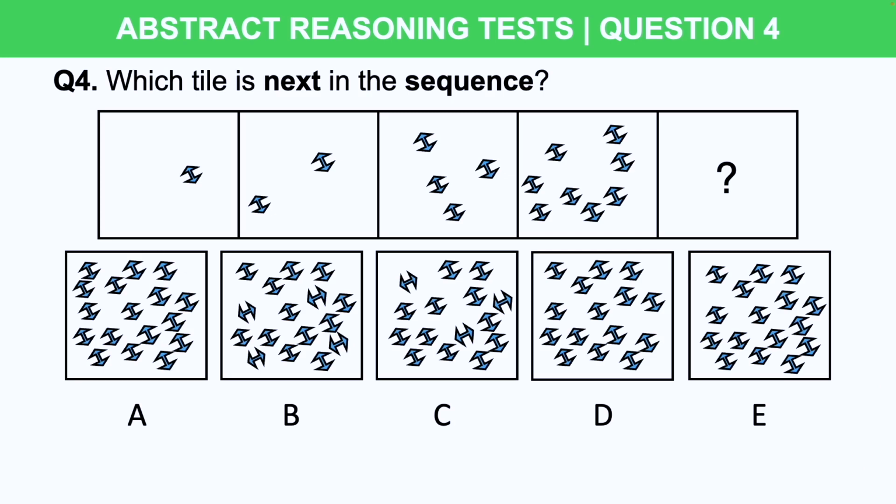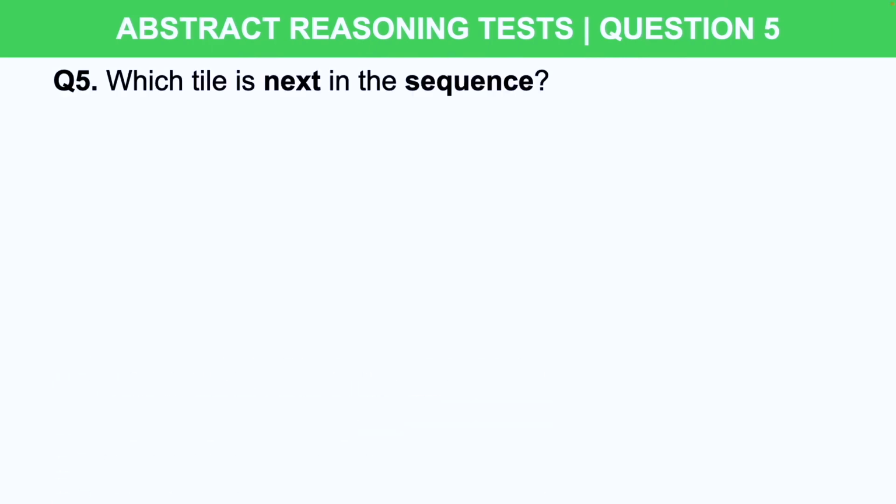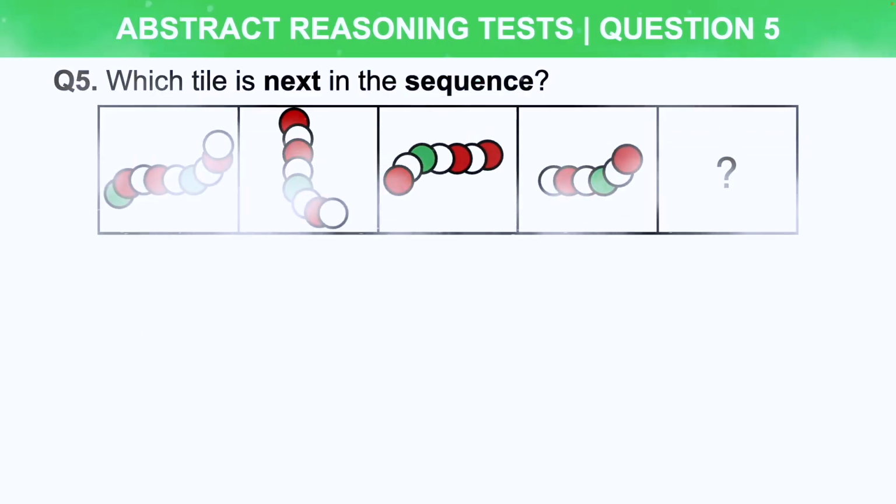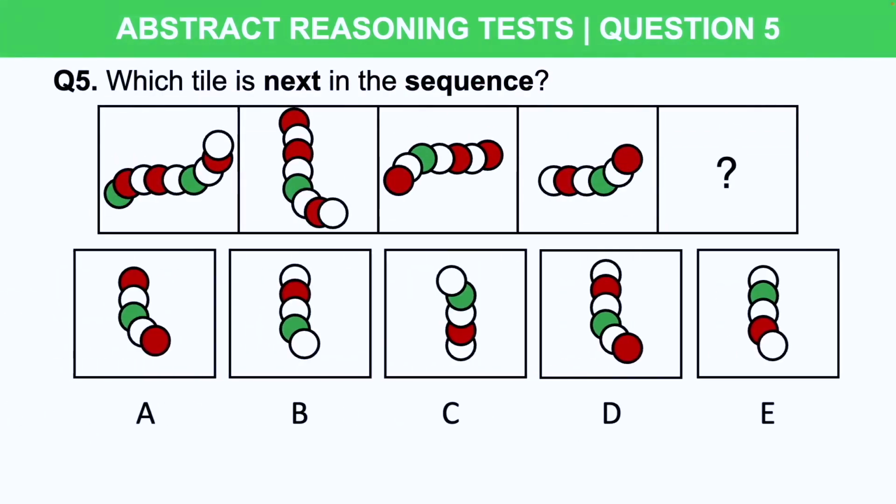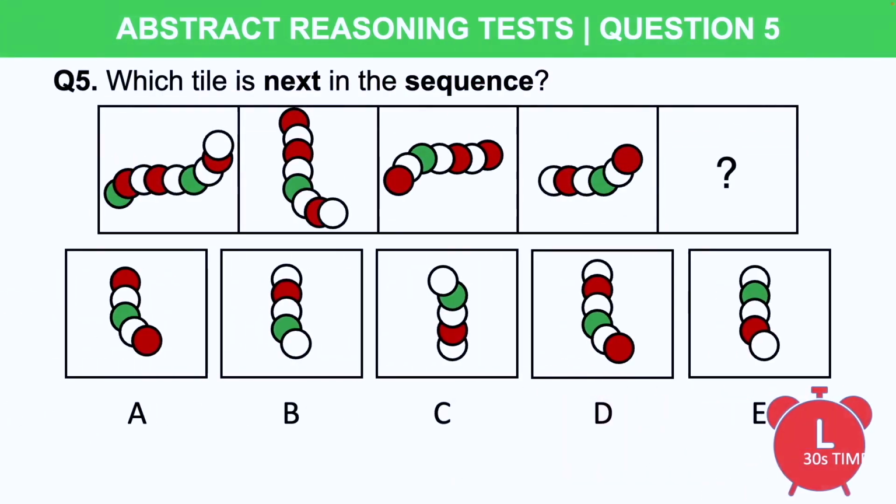How did you get on? Put your answer in the comment section below where I can get back to you. Let's take a look at one more practice question for abstract reasoning or logical reasoning tests before we move on to numerical and verbal reasoning assessment practice questions. So which tile is next in the sequence? Here is the sequence and here are your answer options. You have 30 seconds on the timer starting now.